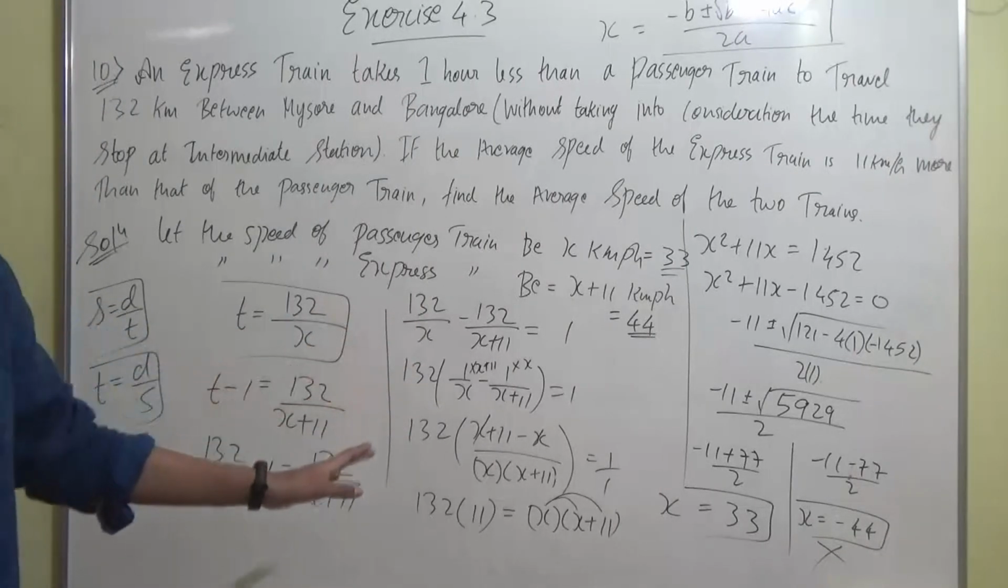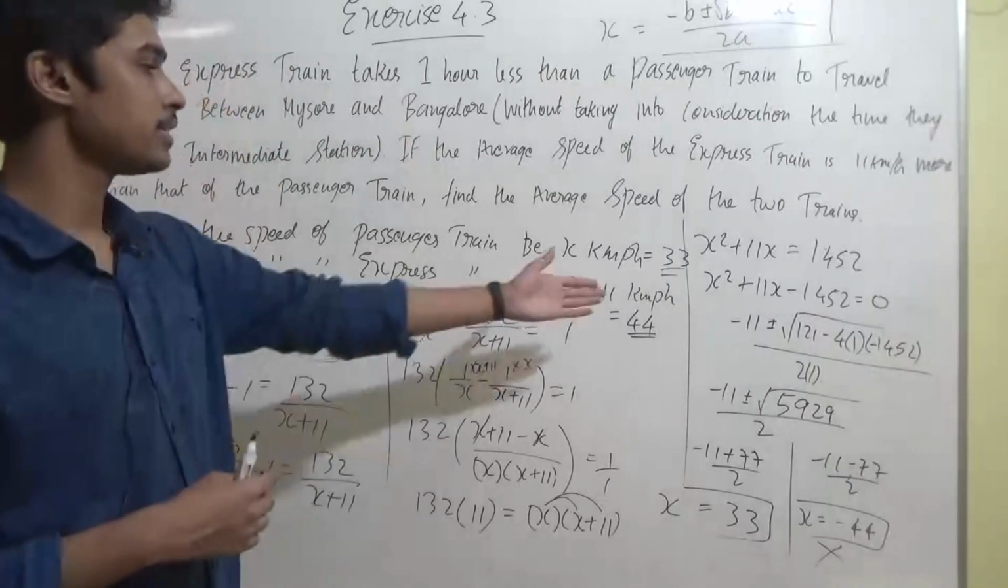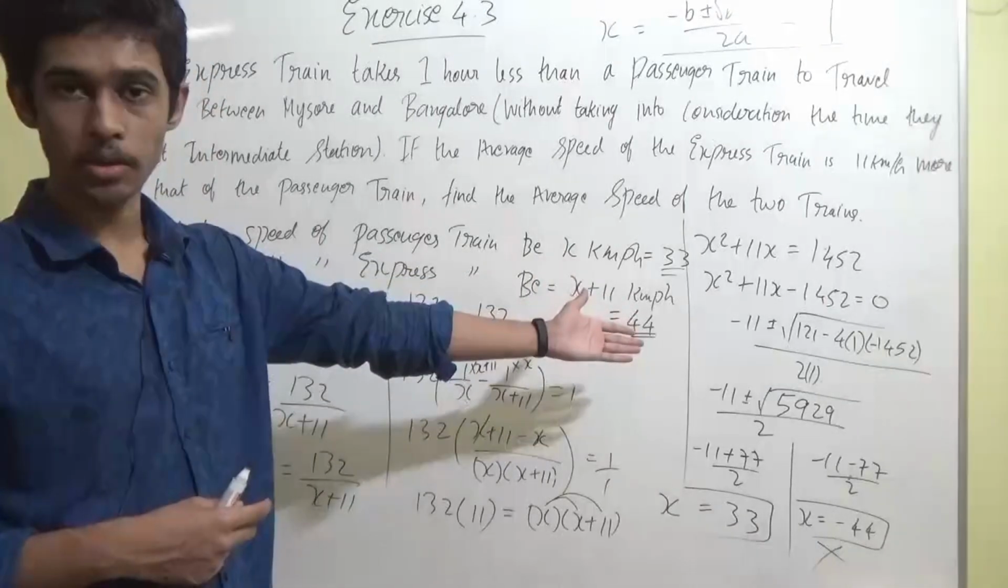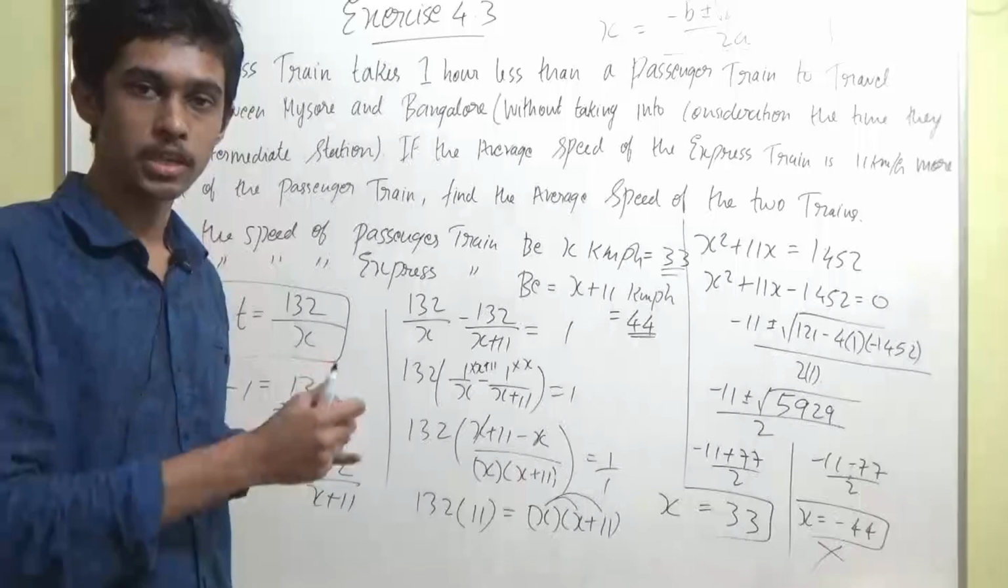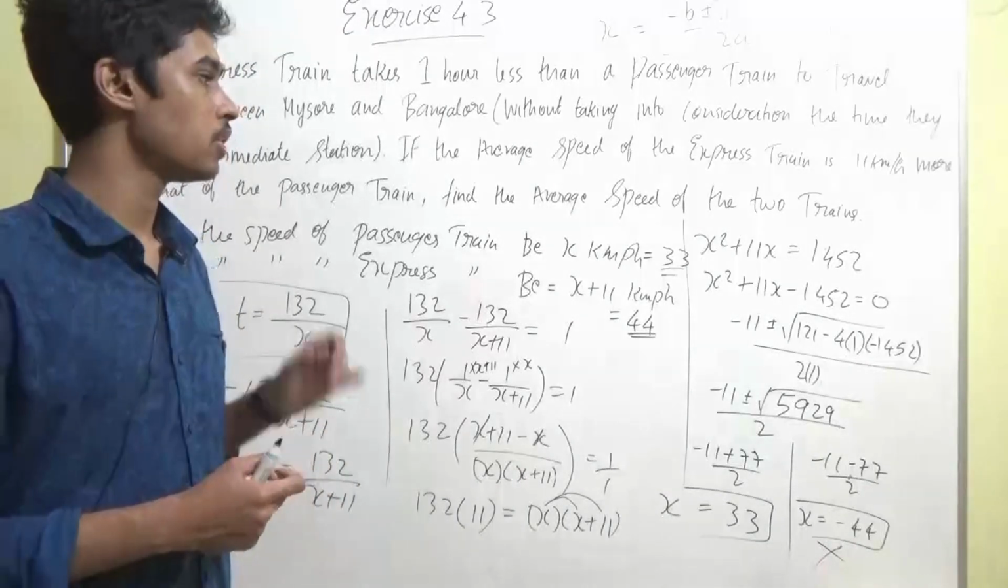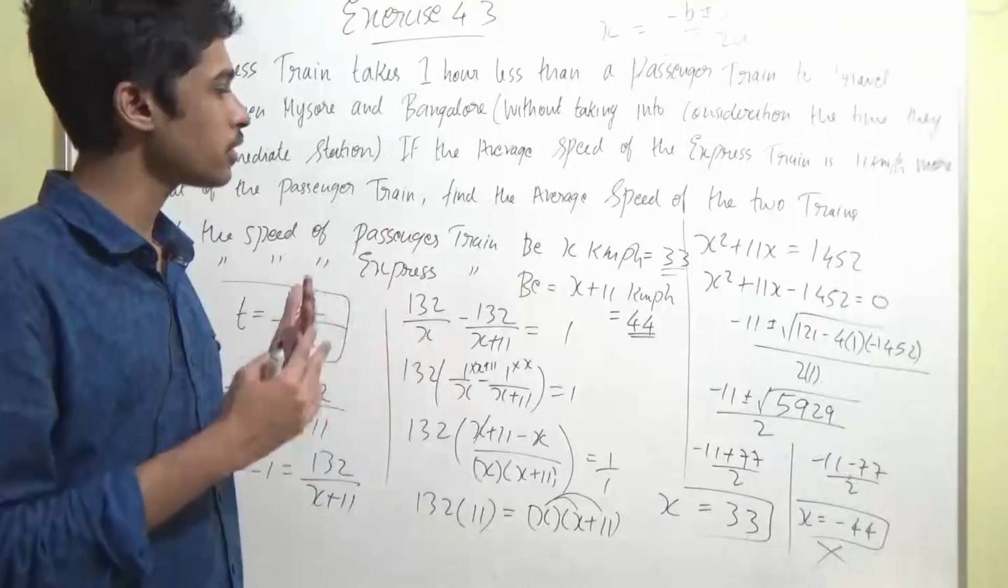So the simplification part is important, guys. Don't make any mistake in the simplification part. Right, after that you'll use any method. Since they didn't specify whether you have to use specifically the quadratic formula method or the factorization method or completing the square, you can use any method.